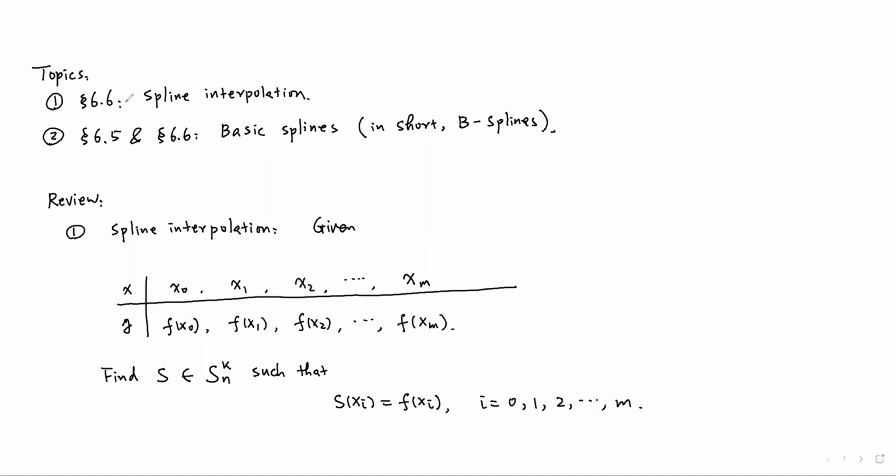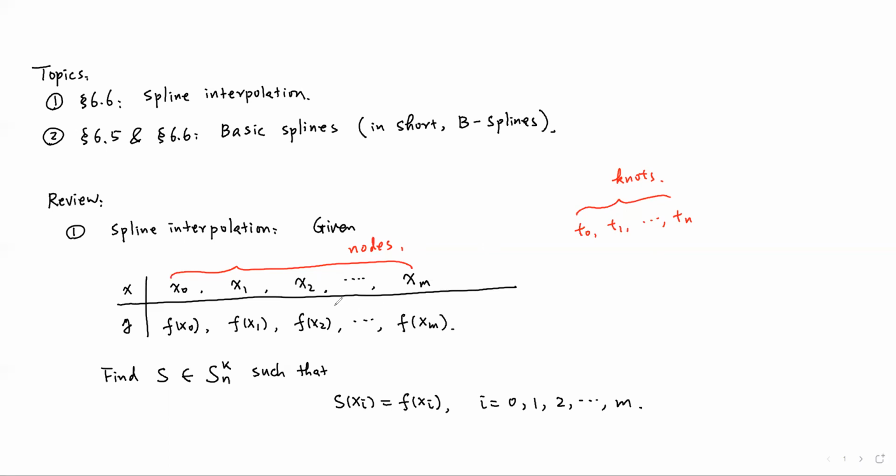Take a review about what is spline interpolation. Given a table of some values of function f, we call these points x, nodes, and the points t0, t1, ..., tn, we call them knots, different. The nodes and the knots may or may not be identical.